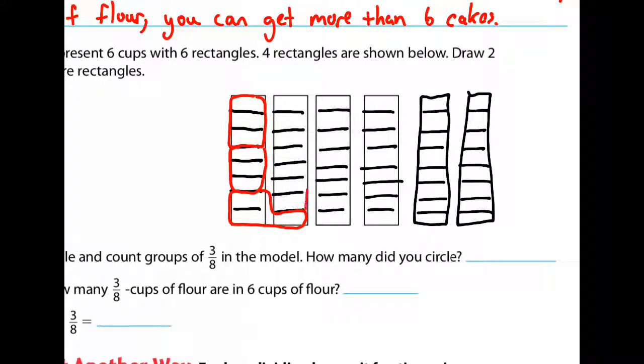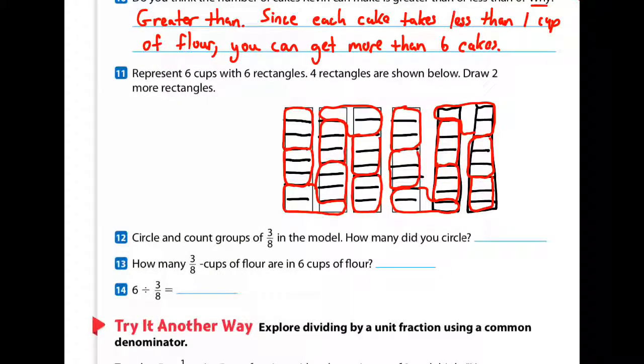Okay, get 3 more eighths. Now what you could do is just pause the video and continue until you circle all your 3/8. All right, pause it, go. Okay, so I have all of my groups of 3/8 counted. Did you count and answer this question: how many did you circle?